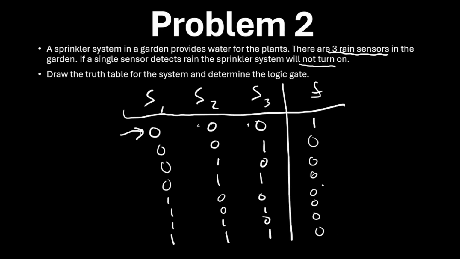Now, what gate is that? This to me looks pretty suspiciously like the opposite of an OR gate, which would be a not OR, or a NOR gate. So let's draw that. I'll have 3 inputs, S1, S2, S3.